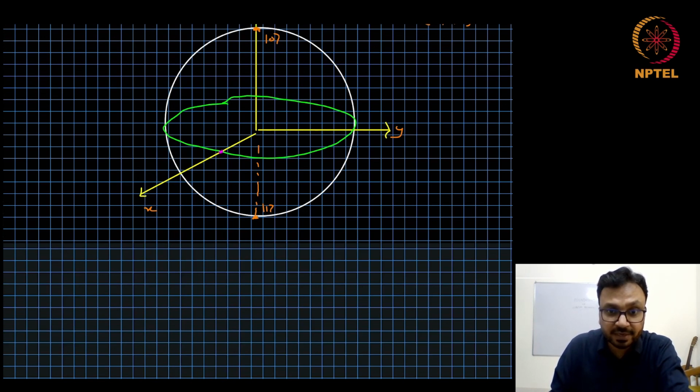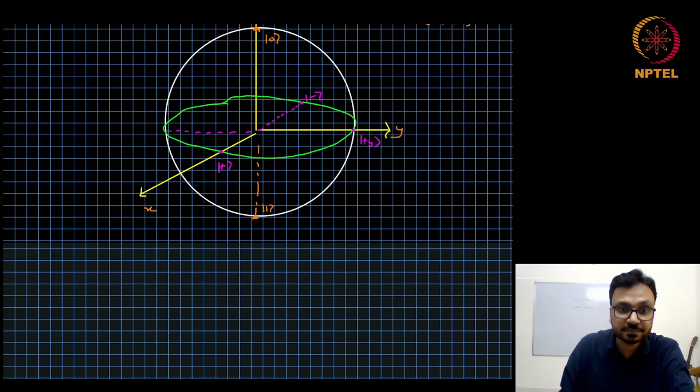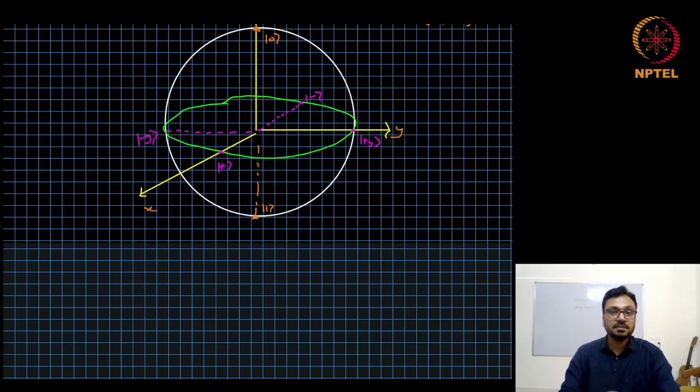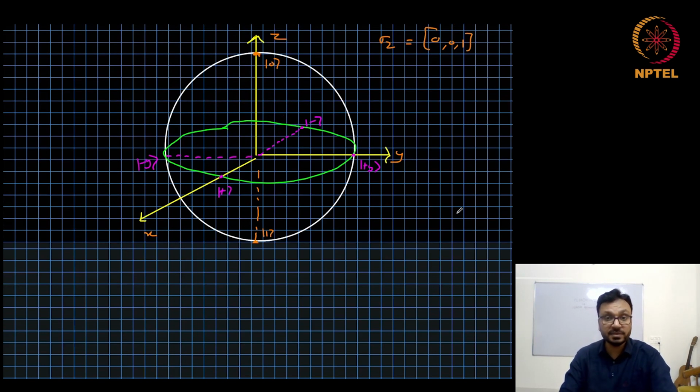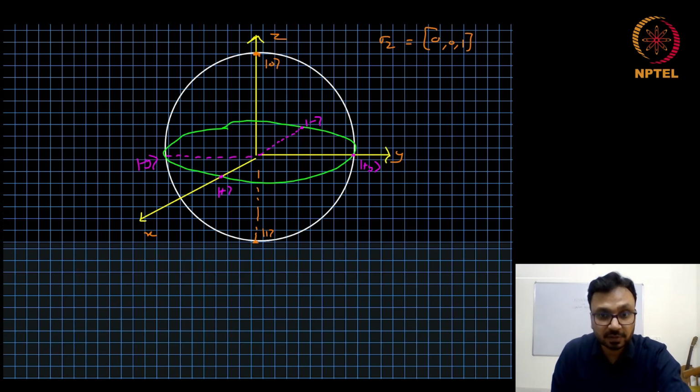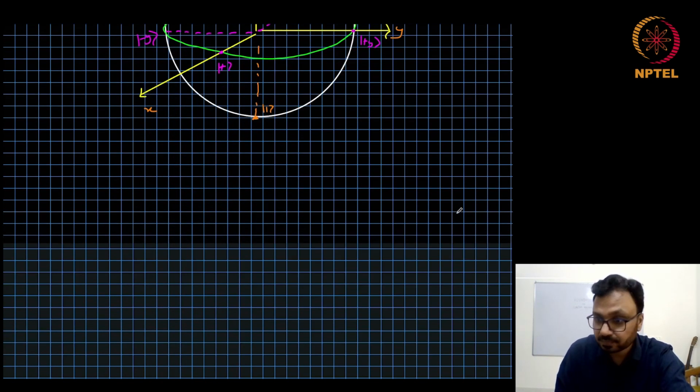Similarly, on the equator, this point is where the x-axis cuts the sphere. So it is the plus state, the eigenstate corresponding to plus eigenvalue, and the diagonally opposite point is the minus state. Similarly, this point is where the y-axis cuts the sphere, so it becomes plus y, and this becomes the minus y state. This is how the six important states in qubits are represented, and all other points are other states on the Bloch sphere, the qubit space.